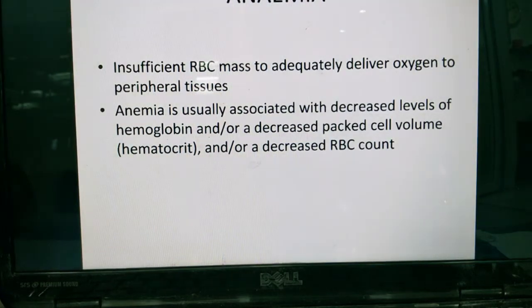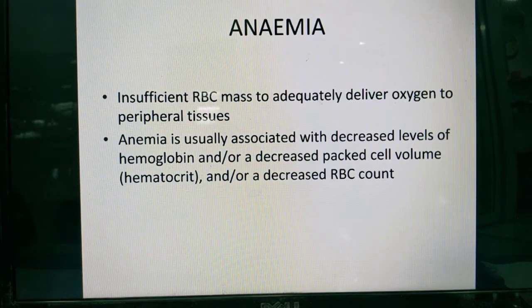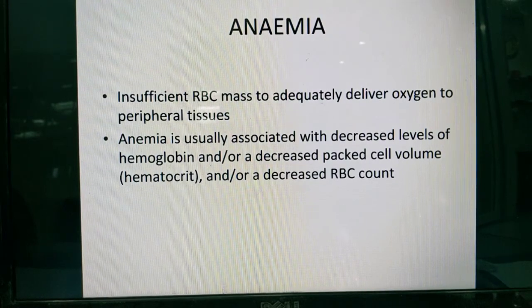So first of all, what is anemia? Anemia is insufficient RBC mass to adequately deliver oxygen to peripheral tissues. Anemia is usually associated with a decreased level of hemoglobin and/or a decreased packed cell volume, also called hematocrit, or a decreased red cell count.